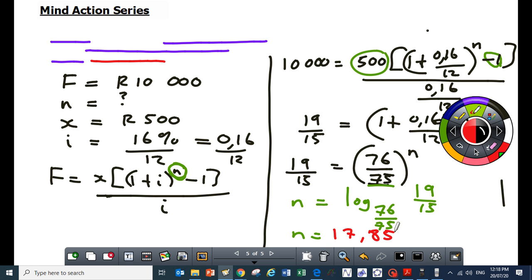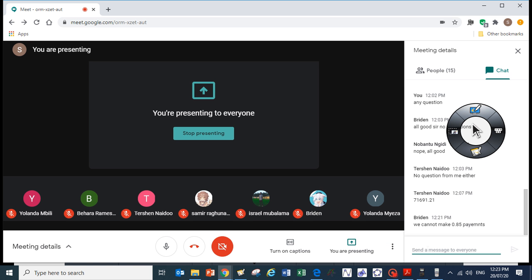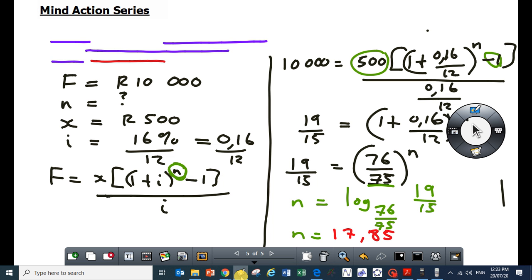Okay, so if I were to ask you how many payments, or rather, what is the total number of payments made? Okay, and what does that 0.85 mean? I need an answer for that from someone else. The total number of payments made is going to involve 17 payments of full amounts of 500 rand. Okay, there are going to be 17 payments, and each payment is going to be equal to 500 rand.